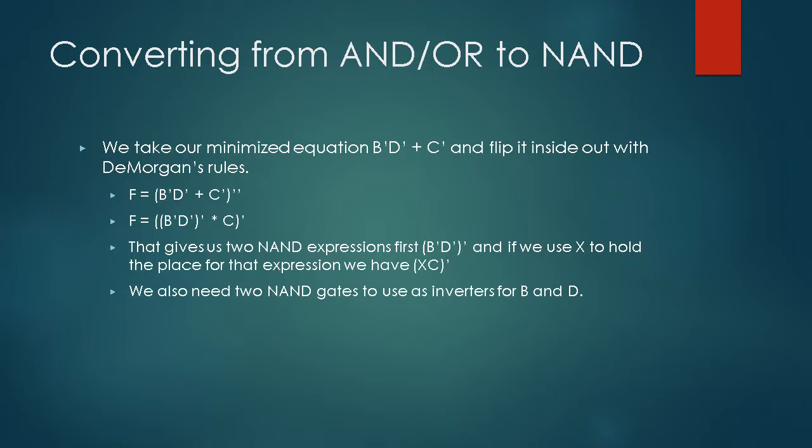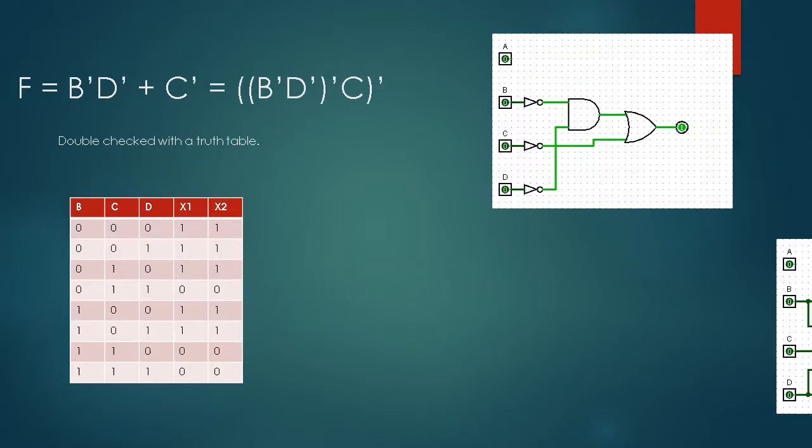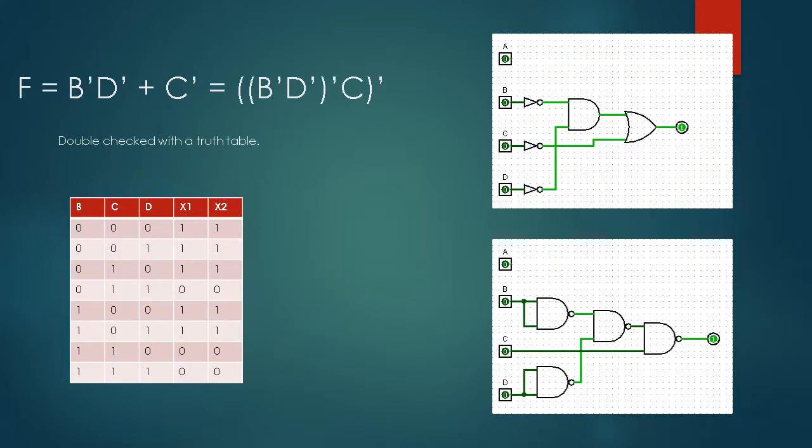That gives us 2 separate NAND expressions, first being (B0 D0)NOT, and if we use X to hold the place for that expression, just so that we can see things easier, we end up with (X C NOT)NOT. We also need 2 NAND gates to use as inverters for both B and D. We end up with B0 D0 plus C0 equaling ((B0 D0)NOT and C NOT)NOT, which is always best to be double checked with a truth table.